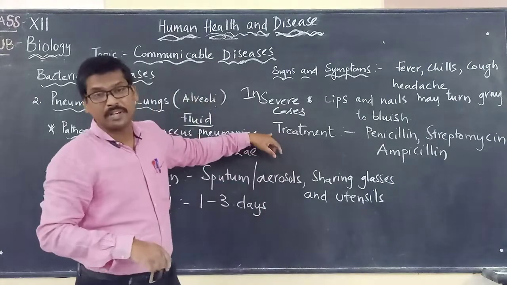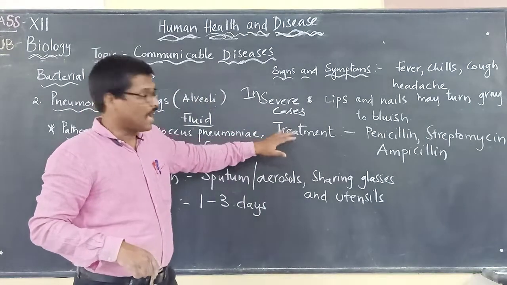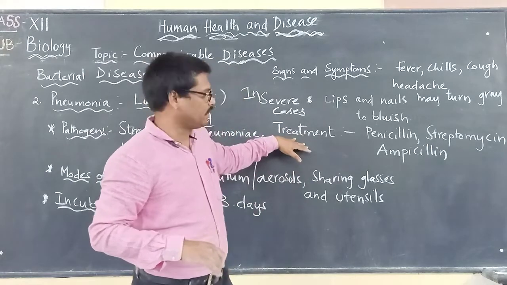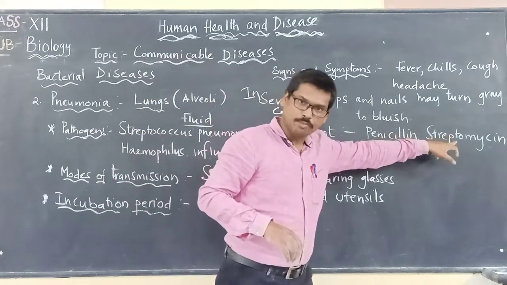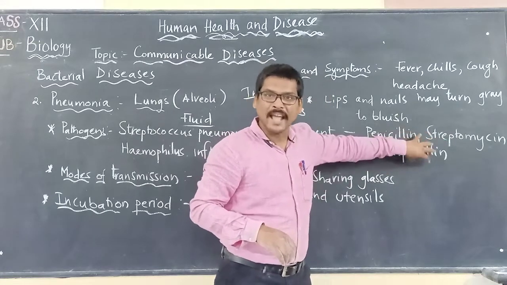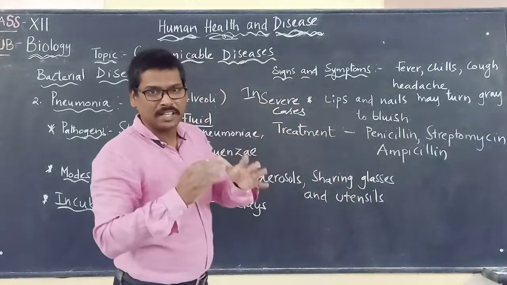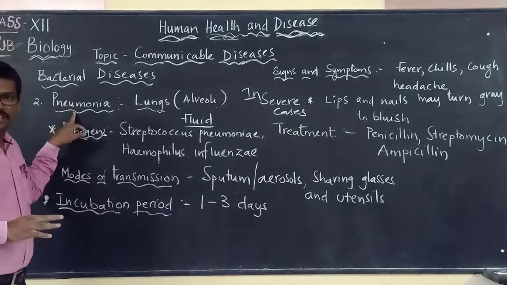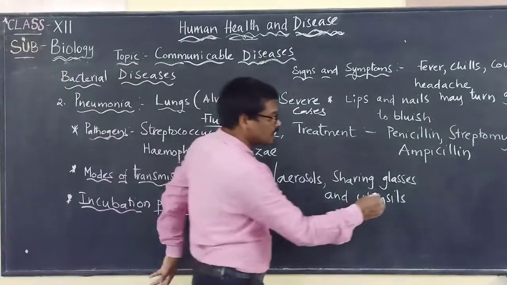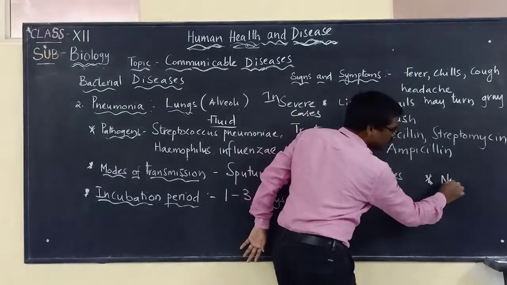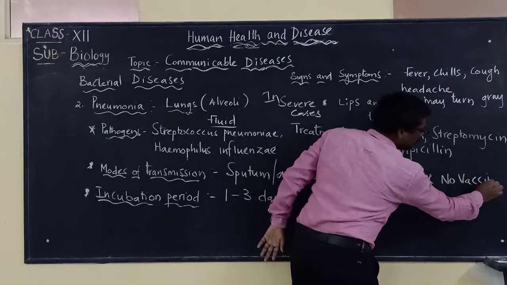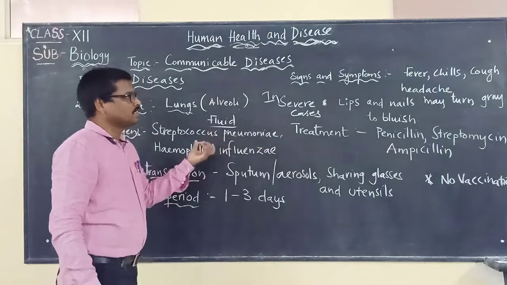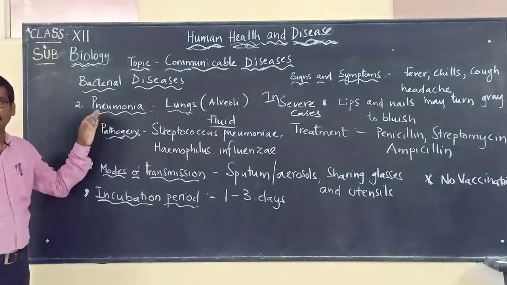And there is a treatment for this. So what is the treatment that is given? Again, they will use antibiotics. They will use antibiotics such as what? Penicillin, streptomycin and ampicillin. These are the antibiotics used to treat the person suffering with the disease called pneumonia. And please remember, there is no vaccination for this. No vaccination is available for pneumonia.